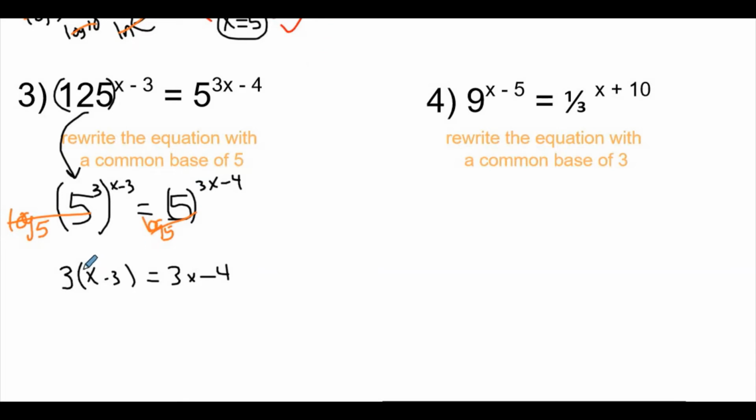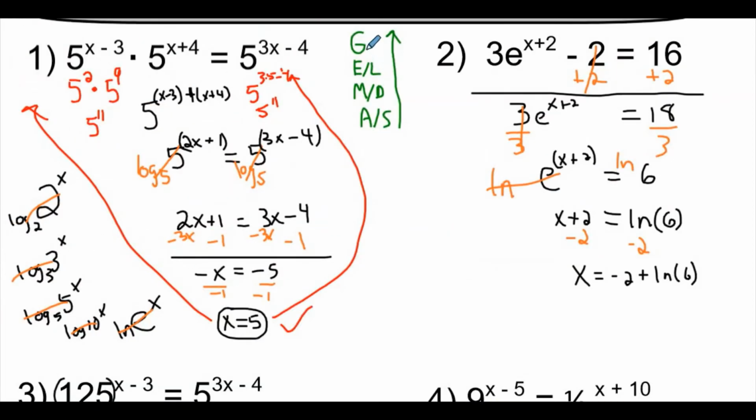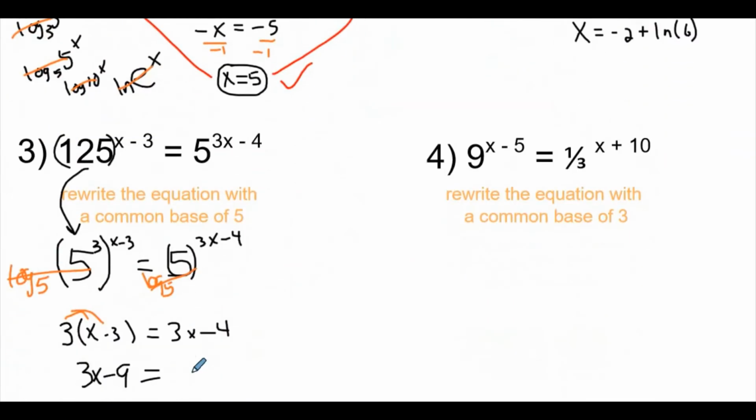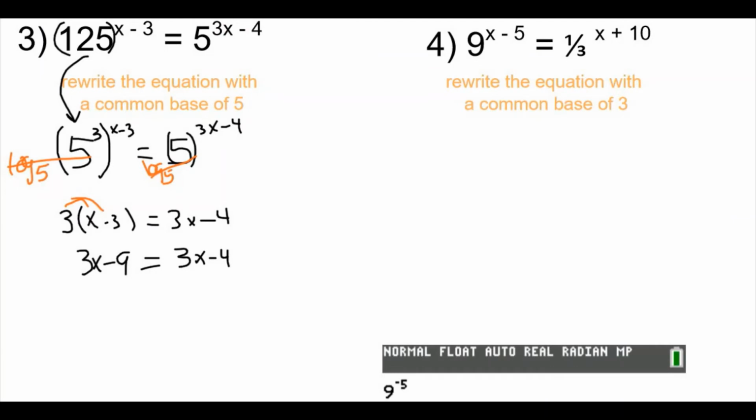So here, if I distribute, I'm going to get 3x minus 9, just because you have to get rid of that parentheses before you do anything else. Because remember, once we get rid of this exponential step, we're now worried about grouping symbols again. That's why I have to make sure I distribute that. And then from there, I start at the bottom of order of operations again.